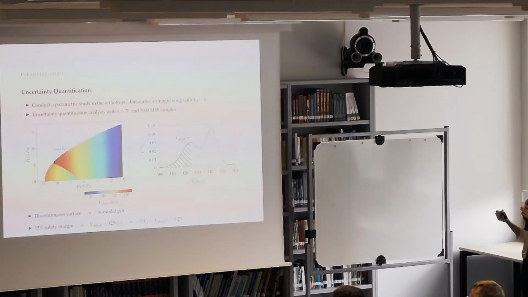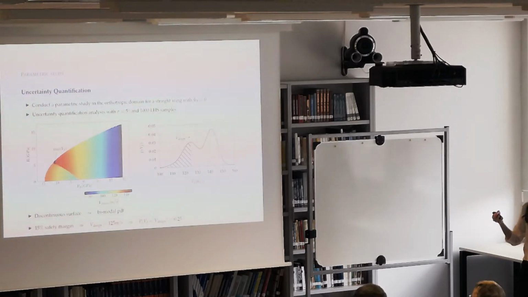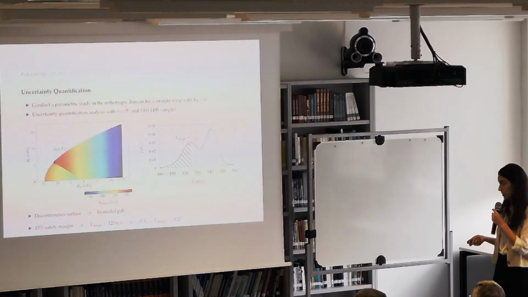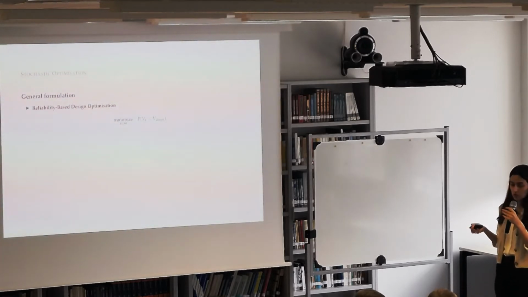So what we wanted to do was to avoid this big probability of falling into our flying margin. So we decided to include our parametric uncertainties during the optimization process. To do that, we decided to work with reliability-based design optimization. That is one type of stochastic optimization.